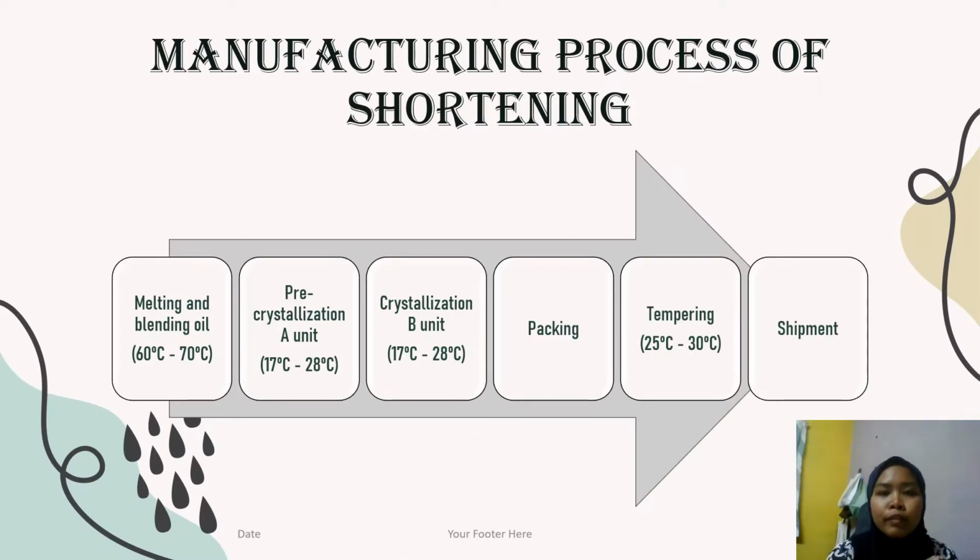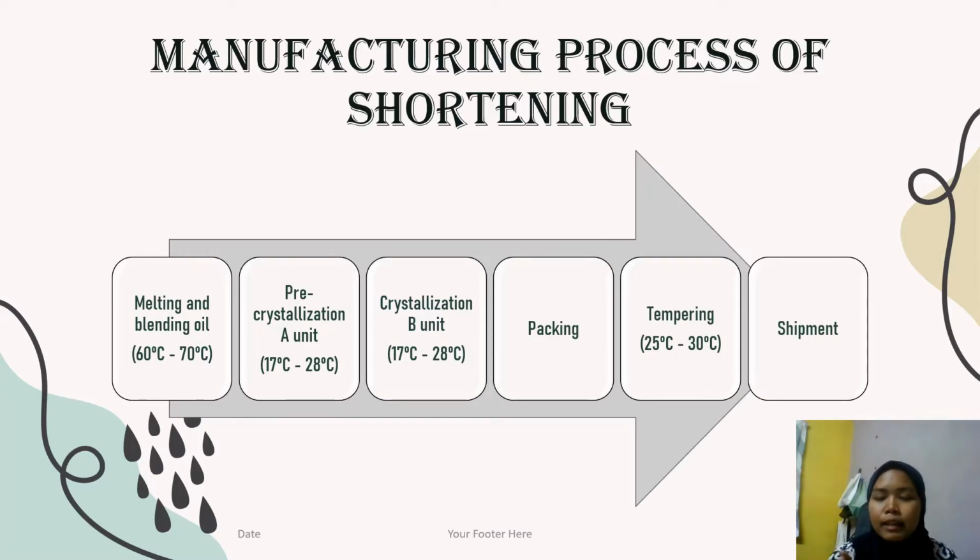For the manufacturing process of shortening, the first step is melting and blending the oil at a temperature of 60 degrees Celsius to 70 degrees Celsius. The next step is pre-crystallization in A unit at a temperature of 17 degrees Celsius to 28 degrees Celsius, where the blend oil will be crystallized. The next step is crystallization in B unit, where the crystallization of blend oil continues until it's done at an equivalent temperature.